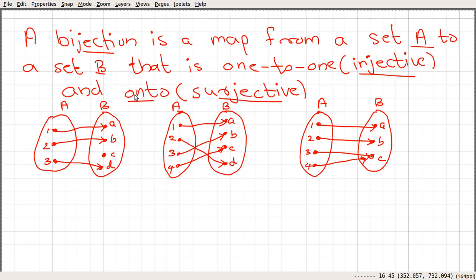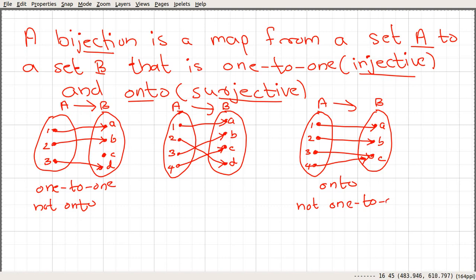So let me demonstrate this definition through these three examples. Suppose that we have these three maps, and these three maps are from A to B. So let's consider the first map. The first map is one to one, but it is not onto. And if you look into the third map, this one is onto, but it is not one to one.